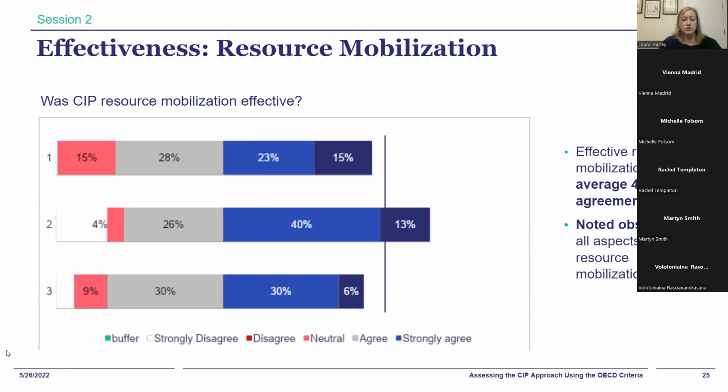Unfortunately, resource mobilization efforts were deemed to be significantly less effective, with an average of only 43% agreement to effectiveness statements. Only 38% of respondents felt the CIP helped mobilize resources that would not have otherwise been allocated to family planning, and only 53% of respondents felt that conducting a CIP financial gap analysis supported resource mobilization efforts. Next slide.